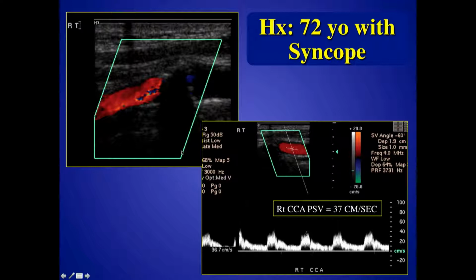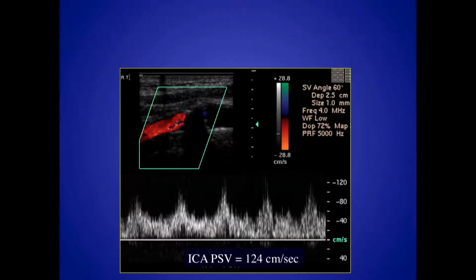The other thing I want you to notice about this case is although the waveform looks pretty good, the velocity is way low. Now, of course, you want to look at the contralateral side to see if it's also low, but 37 centimeters per second is way below that 60 to 100 centimeters per second that you think about as a normal range. Now, here's the rest of the case that I wanted to show. We're looking now at the ICA on the other side of the calcified plaque, and we have a velocity of 124 centimeters per second, and you can see the waveform.